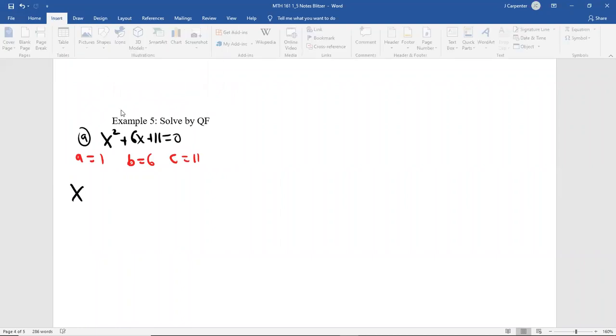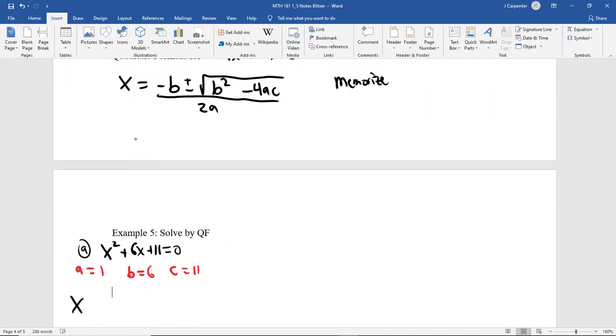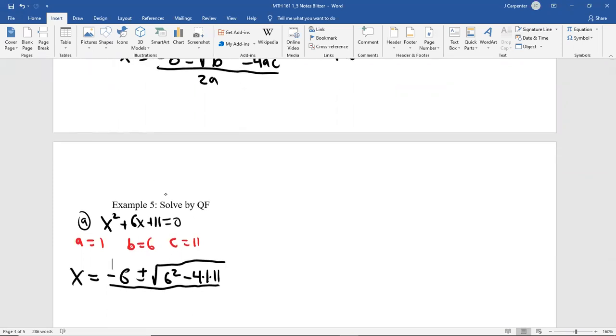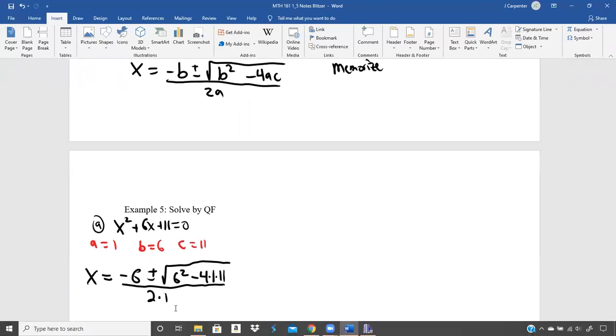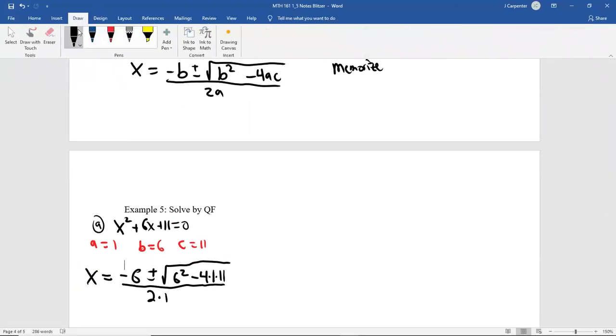So x equals formula. Negative b. So b is 6, so negative 6. Watch out when b is negative. That's when people make mistakes. Plus or minus. Big square root of b squared, which is 6 squared, minus 4 times a times c. A is 1, c is 11, so times 1 times 11. All over 2a, which is 2 times 1. So there's our formula. There's us applying it. And from here, it's just arithmetic. That's all we're doing at this point.